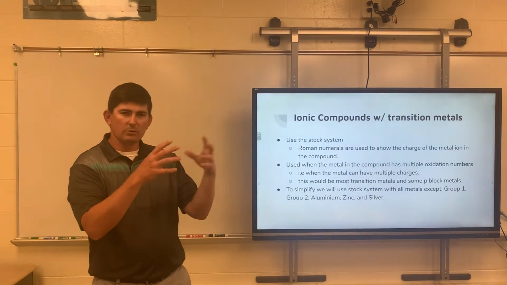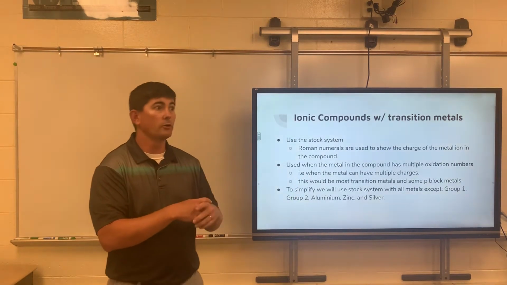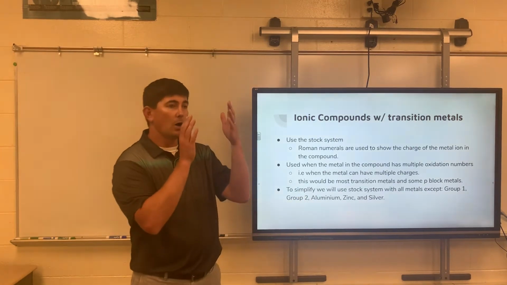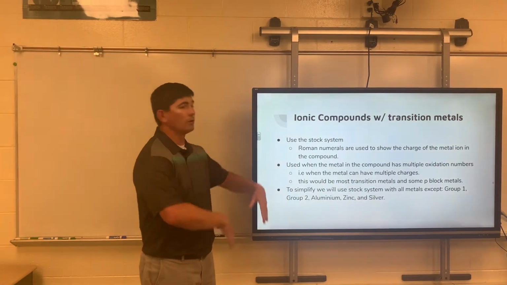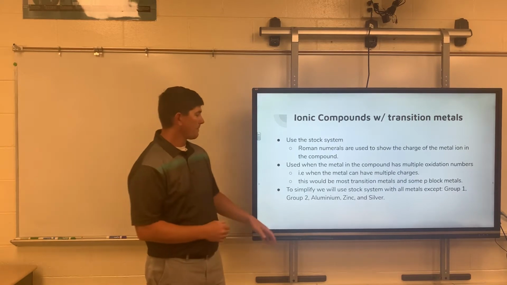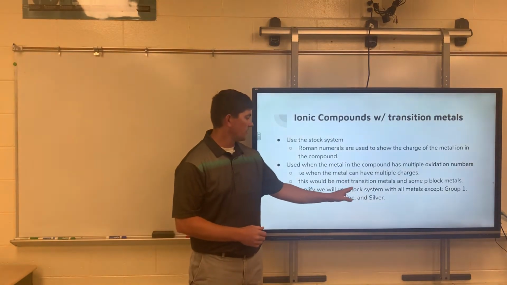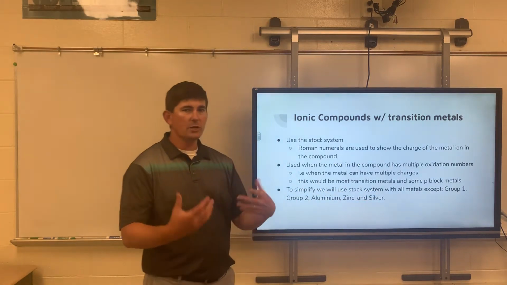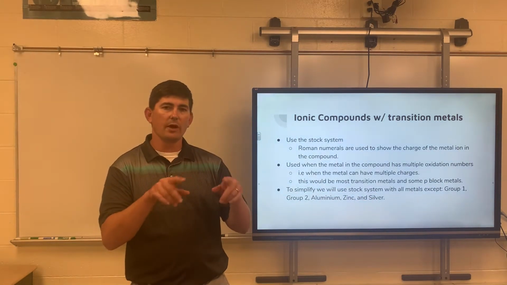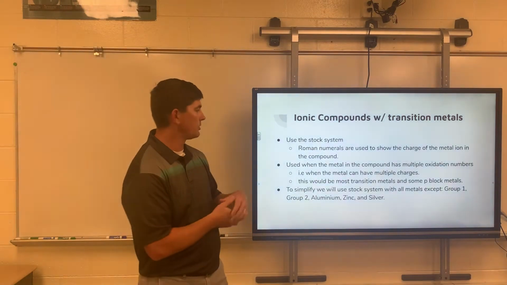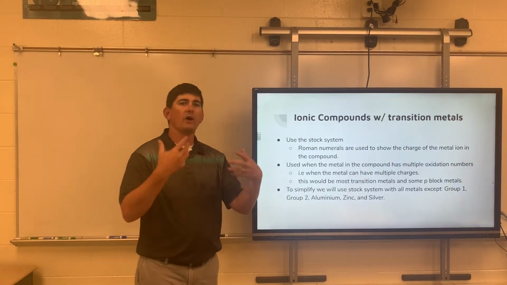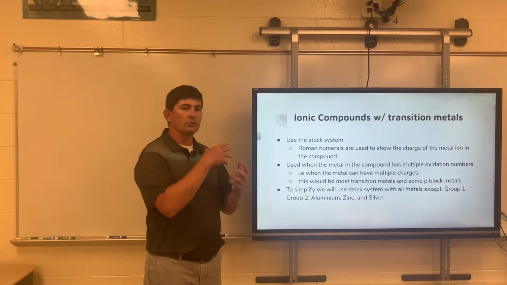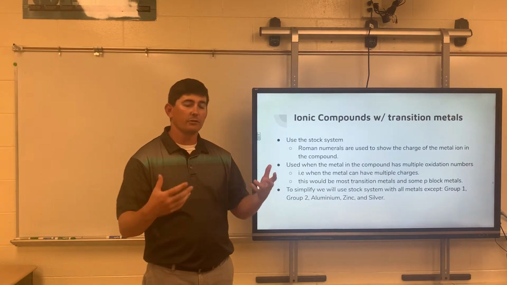Most of those would be your transition metals, or I shouldn't say most, all of them are either your transition metals or your P block metals, right? All of group 1 is +1s, all of group 2 is +2s, and then aluminum's a 3, zinc is a 2, and silver is a 1. So we don't have to use the stock system. We don't have to use the Roman numerals for those metals because they always have the same charge. But the other ones, we're going to use the stock system because they can have different charges.